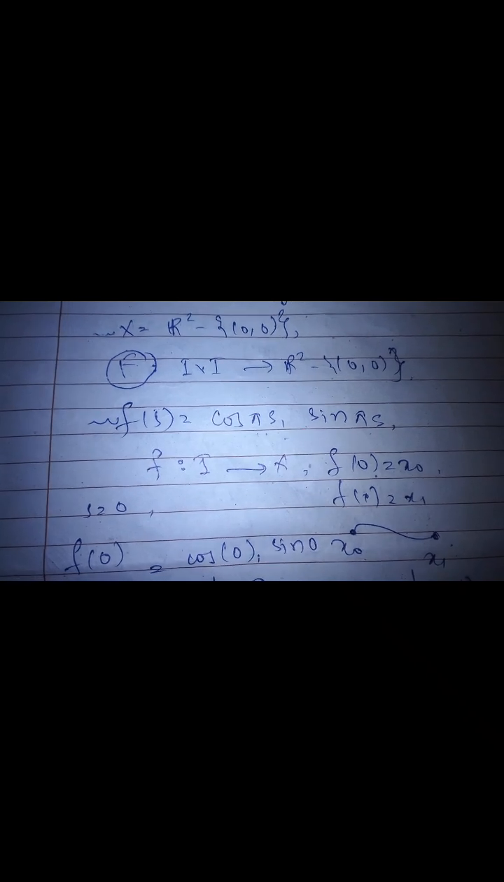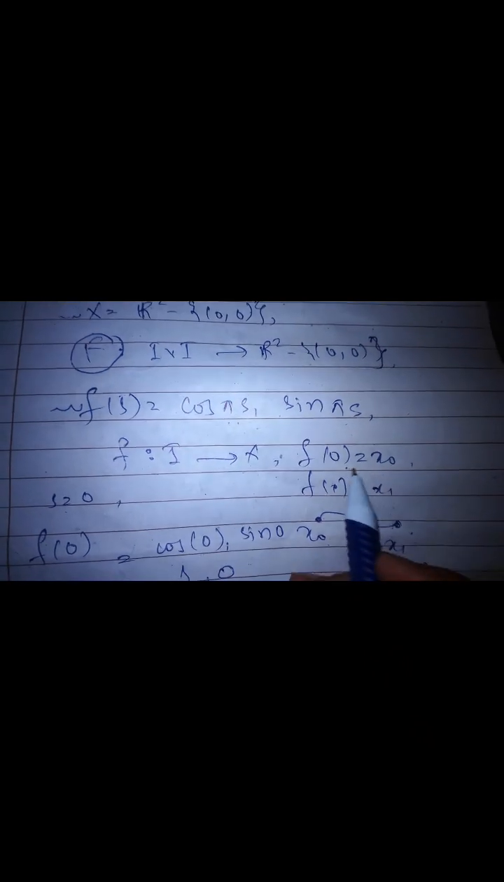Let's say a path f of s is equal to (cos pi s, sin pi s). As we know, the definition of a path is a continuous function from the unit interval I to a topological space, such that f of 0 is equal to x0, the initial point of the path, and f of 1 is x1, the final or terminal point of the path. So here is a path starting from x0 to x1.